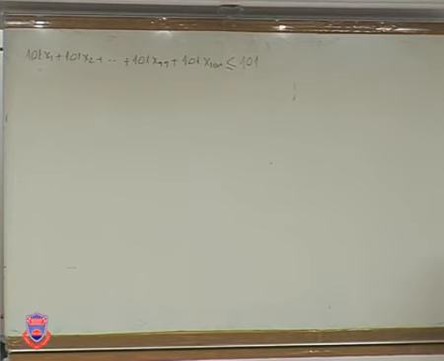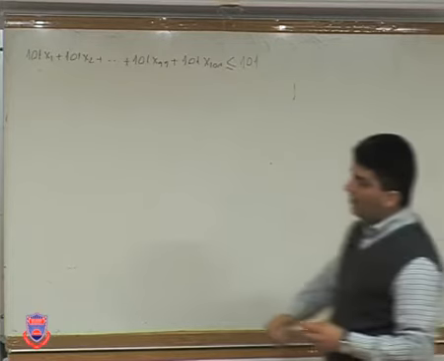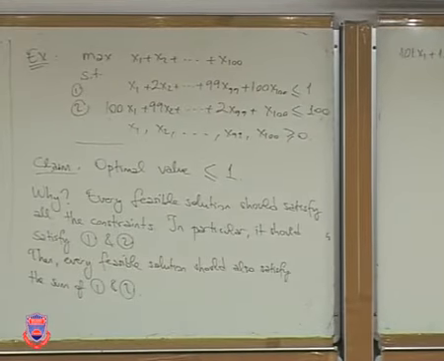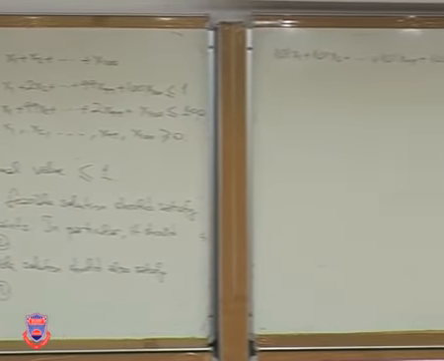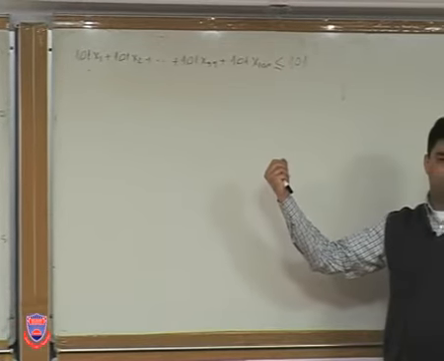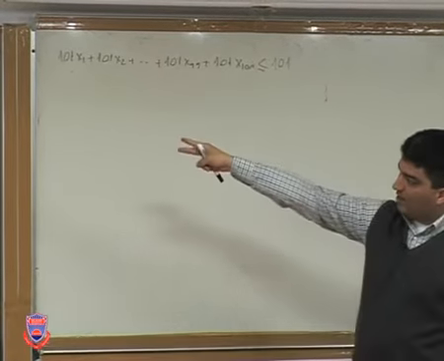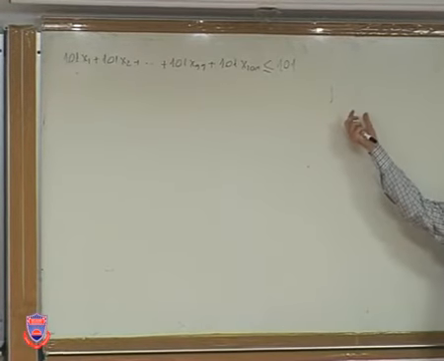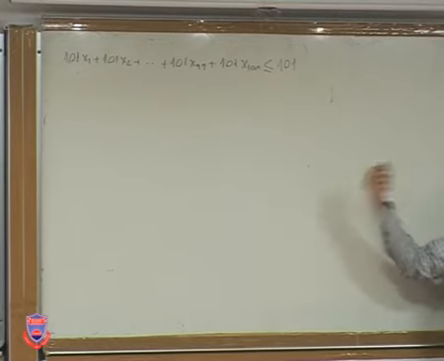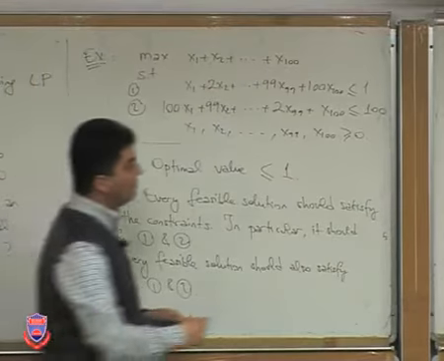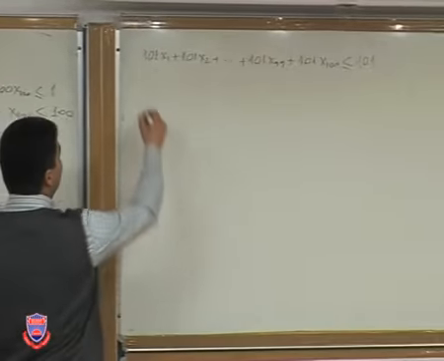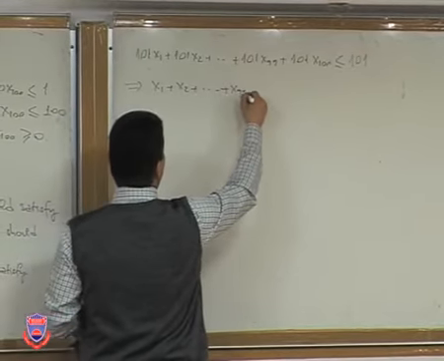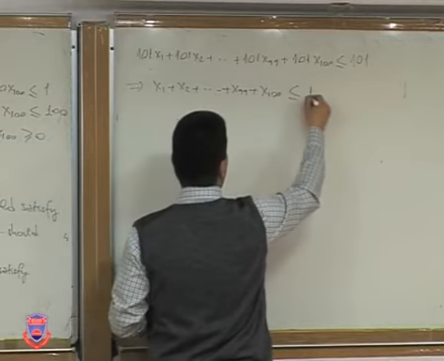Once again, the crucial observation is the following. If every feasible solution satisfies the first and second constraints, then every feasible solution should also satisfy this constraint as well, because this constraint is derived from the constraints of the original problem. If I have any solution that satisfies the first and second constraints, then that solution should also satisfy this constraint. So think of this as an implied constraint. Then I just divide everything by 101, and I get x1 plus x2 plus all the way up to x99 plus x100 is less than or equal to 1.